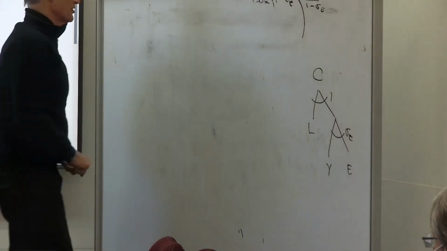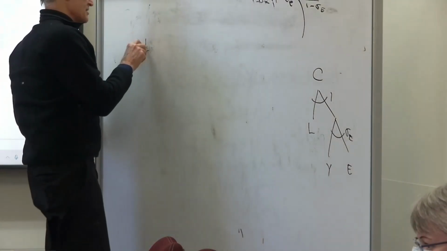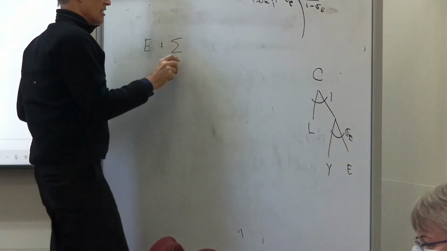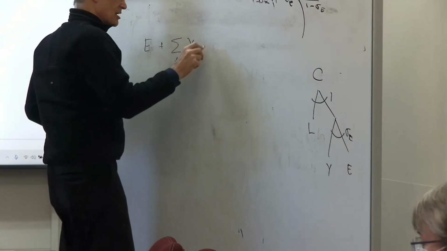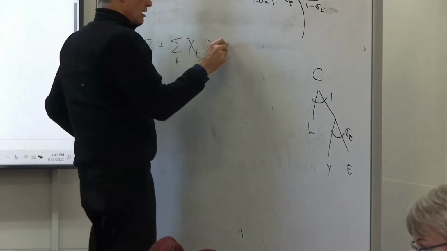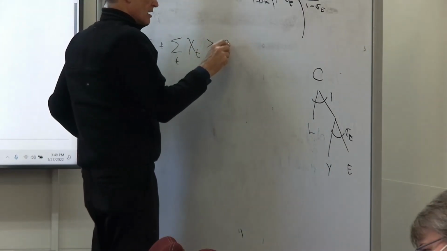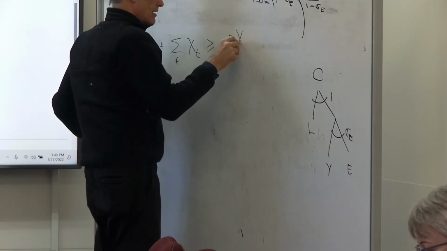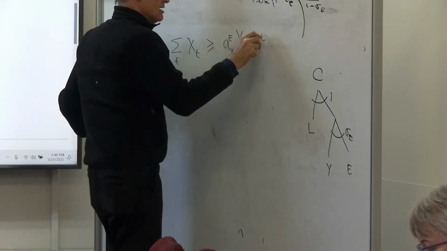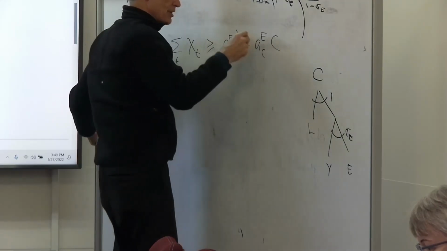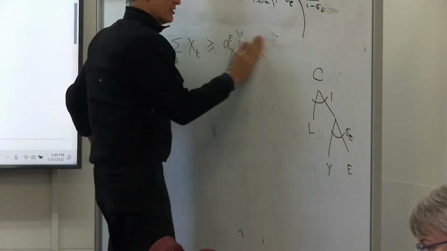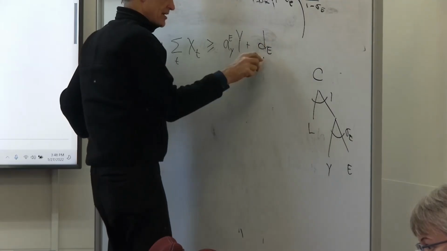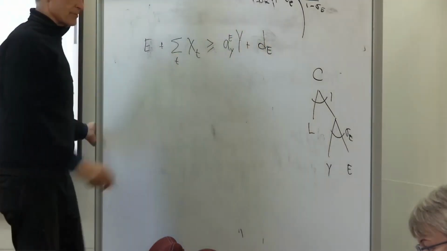So here we're going to have a thing that says E, that's the conventional energy, plus the sum over T of X of T has got to be greater than or equal to AEY times Y plus AE consumption times consumption, right? So this is final demand, or no, we have an uncompensated demand, so demand of E. So that's final demand, and there's intermediate demand, and here we have this supply, right?